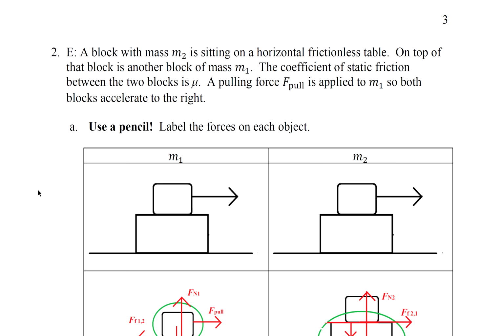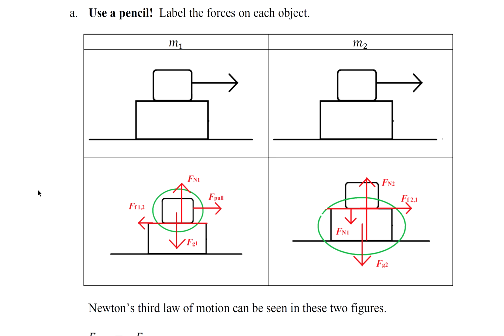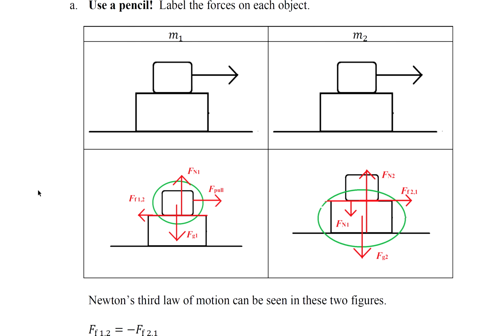Question 2. A block with mass M2 is sitting on a horizontal frictionless surface. On top of that block is another block of mass M1. The coefficient of static friction between the two blocks is mu. A pulling force F pull is applied to M1, so both blocks accelerate to the right. Part A, use a pencil, label the forces on each object. So M1's on the top, M2's on the bottom.